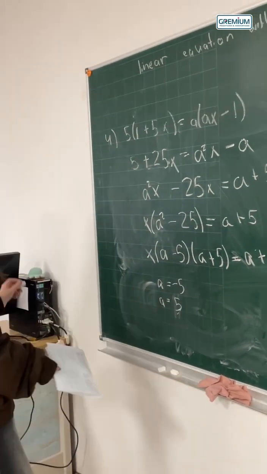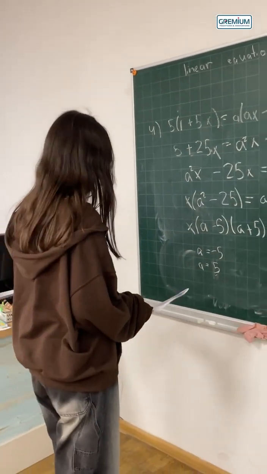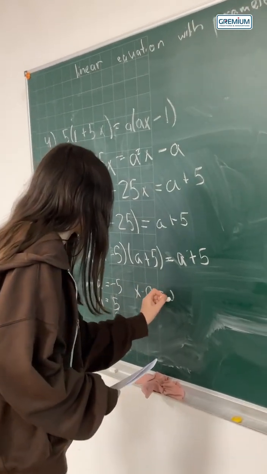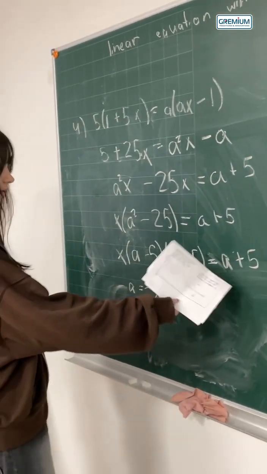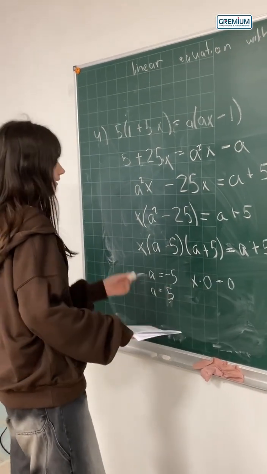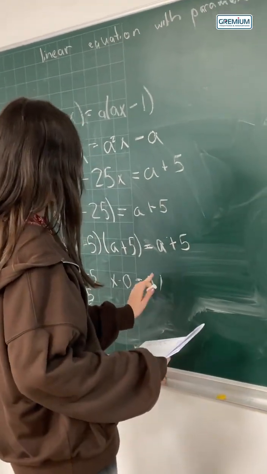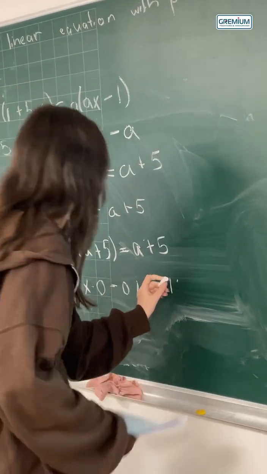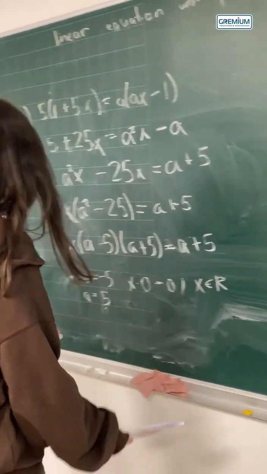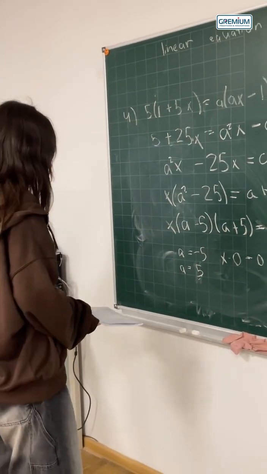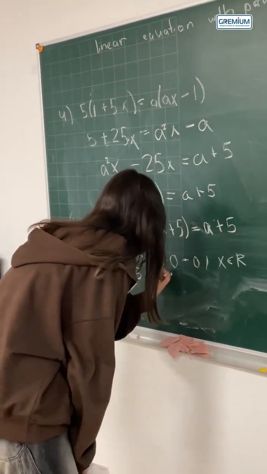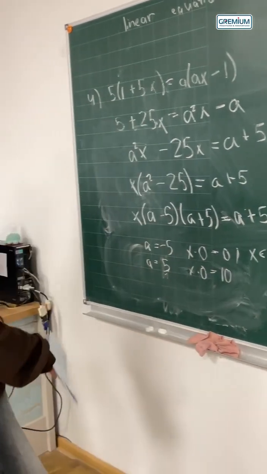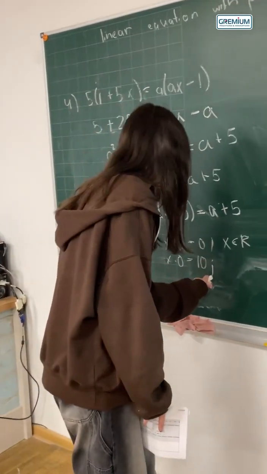And so when a is minus 5, then it's going to be x times 0 equals 0, because right here that also means it's going to be a 0. And then x can be any number, because 0 times any number is still going to be 0. But if a equals 5, then it's going to be x times 0 equals 10, and that doesn't work, so it's going to be an empty set.